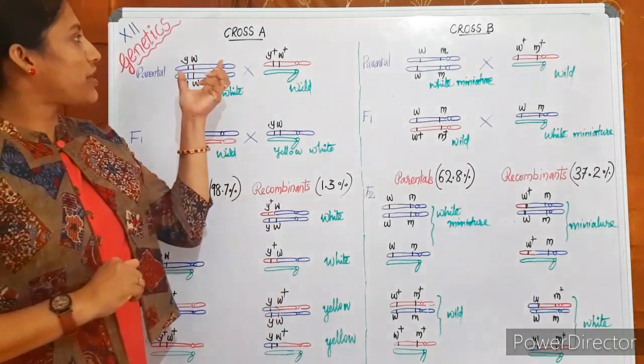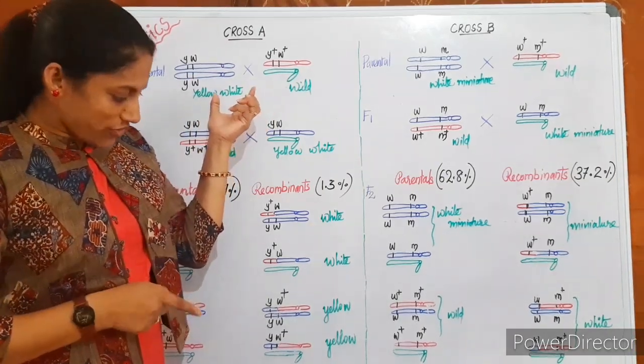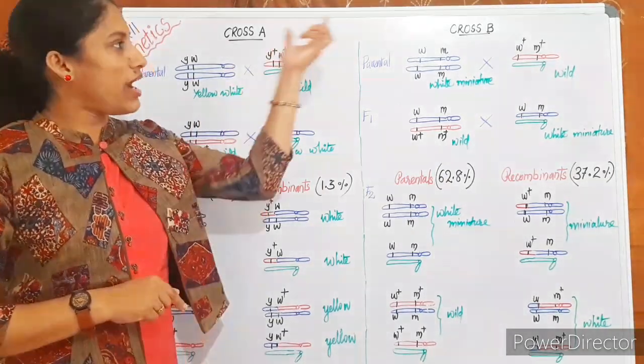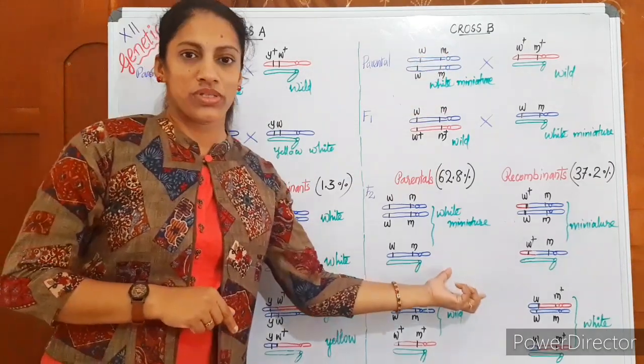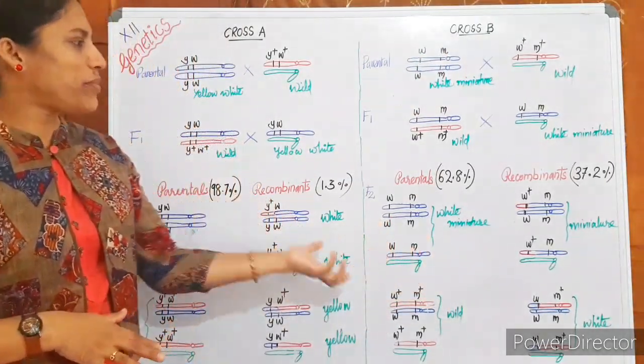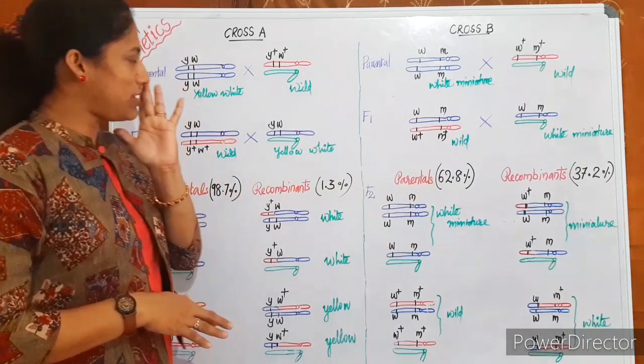Then in cross A, this we have already worked out in the last class, and I told you to do this cross and study. I think it's familiar. Anyway, we will have a quick revision on this.